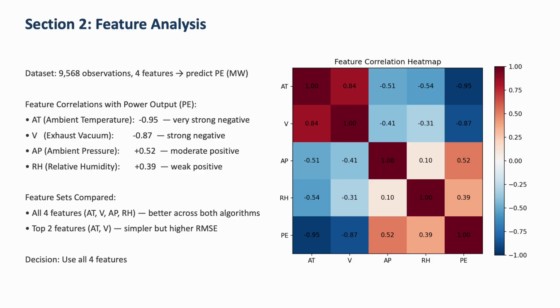Exhaust vacuum is the second strongest at minus 0.87. The pressure and humidity have moderate and weak correlation respectively. I compared using all four features versus just the top two. Even though AT and EV dominate, keeping all four features consistently reduces error across both algorithms, so I kept them all.